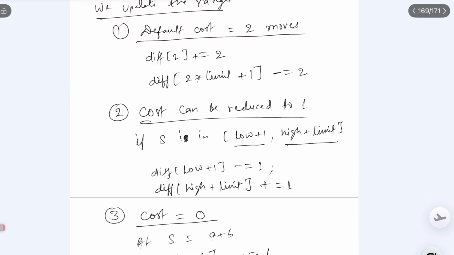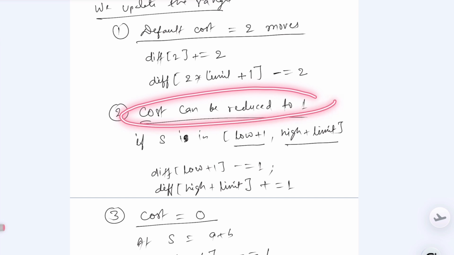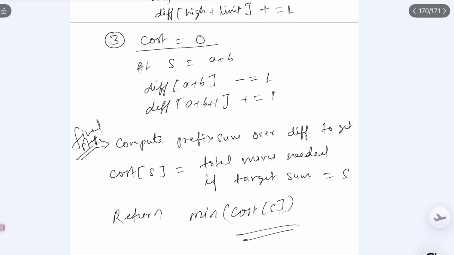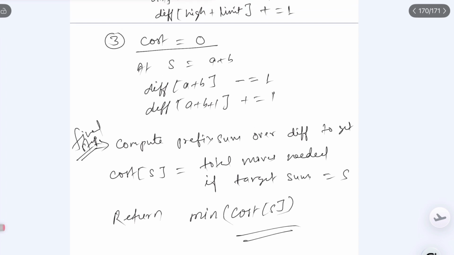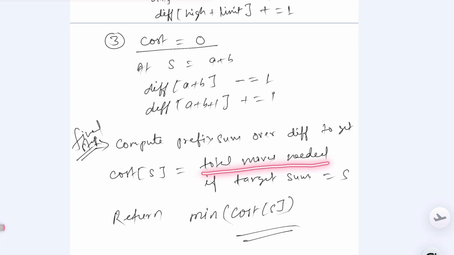Suppose the default cost is two moves, so you update like this. If the cost can be reduced to 1, then you apply this. If the cost is 0, then we check S equals A plus B, like this. Then we compute the prefix sum over the difference array to get the total moves needed if the target is S, and you return the sum. Let's understand how to do that.